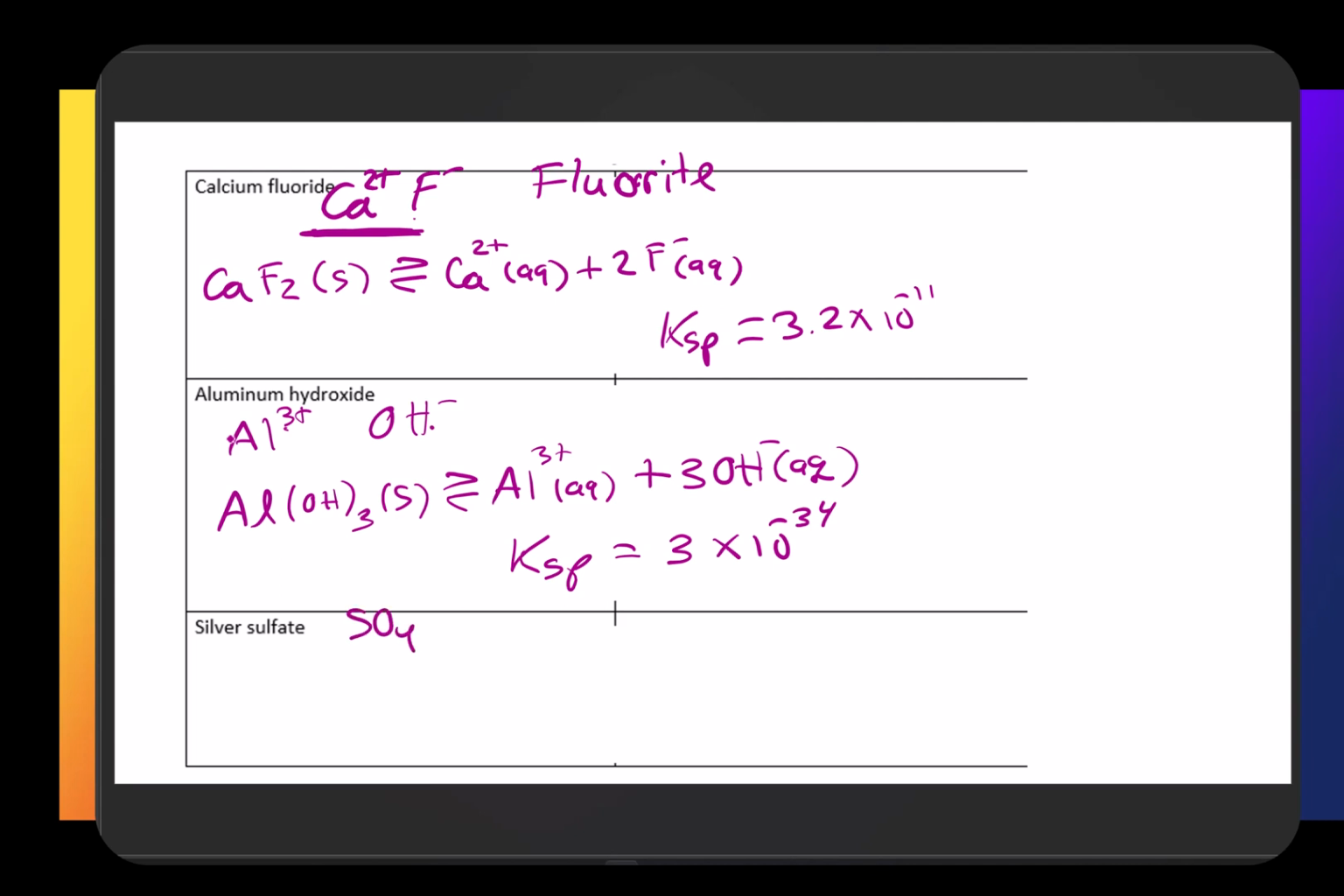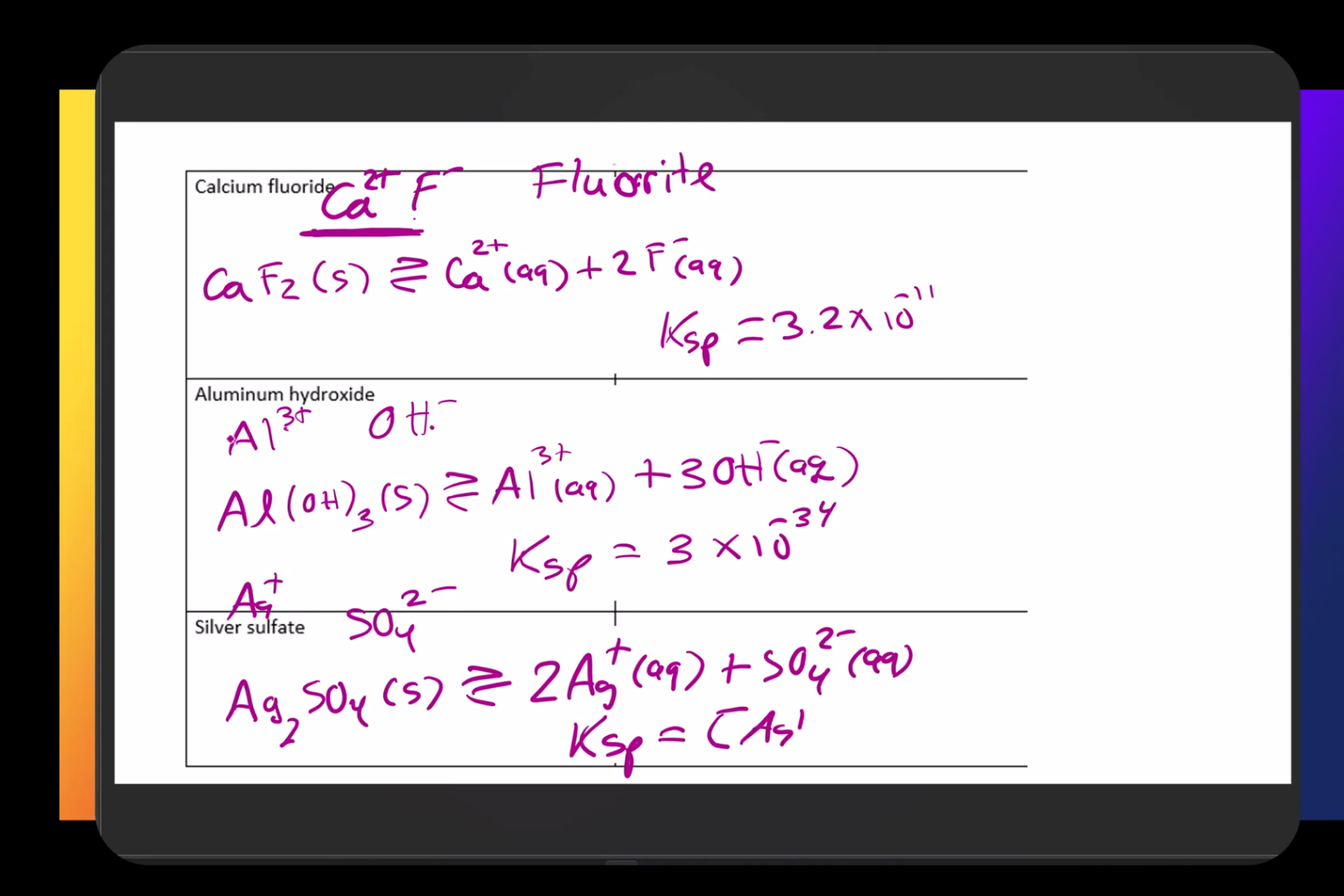Sulfate is a polyatomic with a -2 charge. Silver, we said, is always a +1. We need 2 +1s to balance the -2. So the reactant formula is Ag2SO4. Ag plus, this time squared because of the coefficient of 2, times the sulfate. Polyatomic didn't break down. Sulfate on both sides. And the KSP for this.